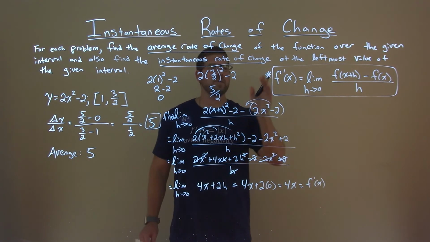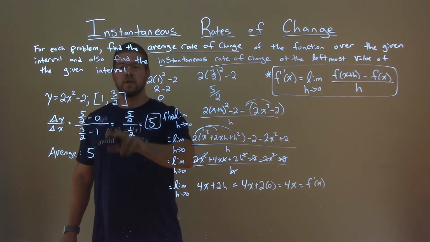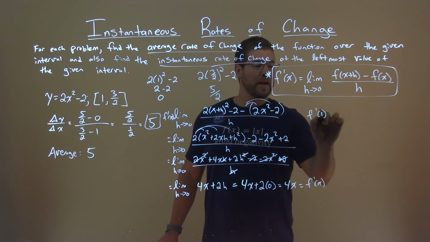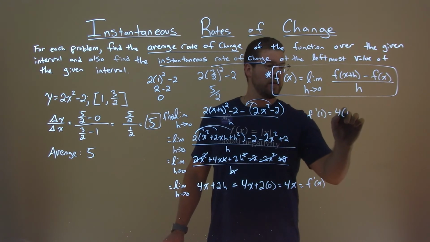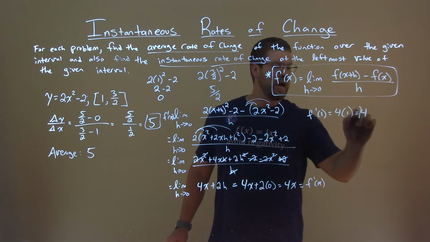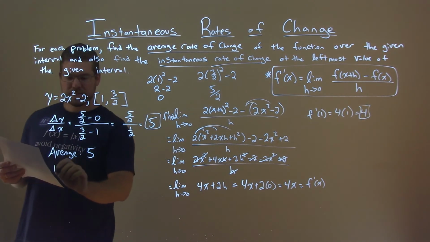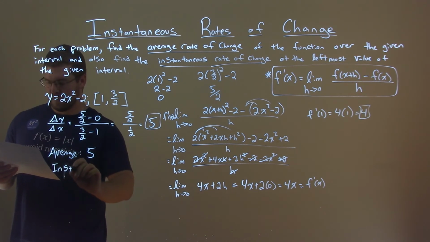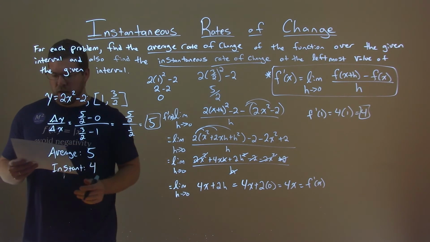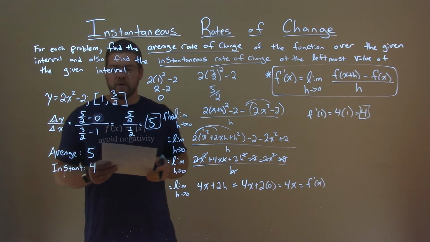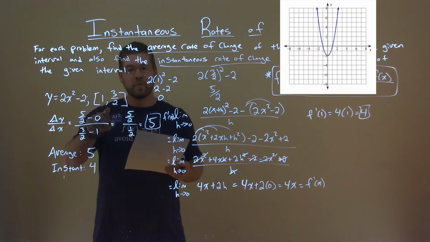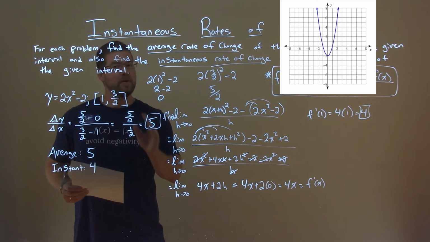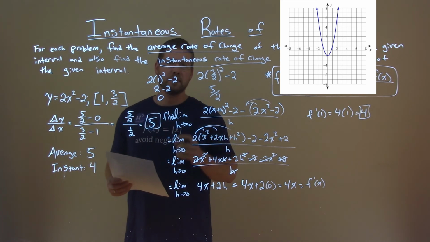Now they tell us that I want to use the leftmost value of our given interval. So that's 1. So we have f prime of 1 here, and that's 4 times 1, which is 4. And so our average rate is 5, our instantaneous rate is 4. And again, I'll put our graph back up here, there's our graph for our function, and on the interval from 1 to 3 halves, the x values there, our average rate of change was 5, but right there at 1, the instantaneous rate of change is 4.